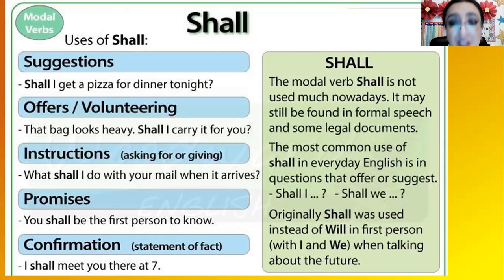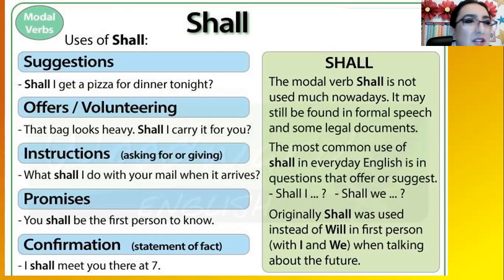The modal verb shall is not used much nowadays. That's why we have not been talking about this a lot, because we are not using it a lot. Maybe in the past, yes, people used to use shall a lot, but now it is a kind of old, maybe. But it may still be found in formal speech and some legal documents, because shall is more antique, not like old.